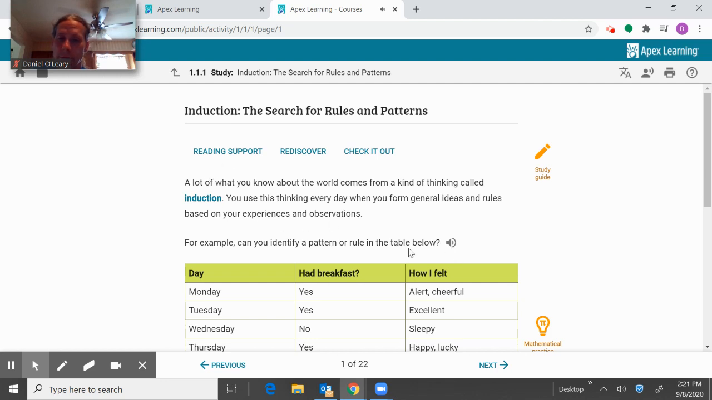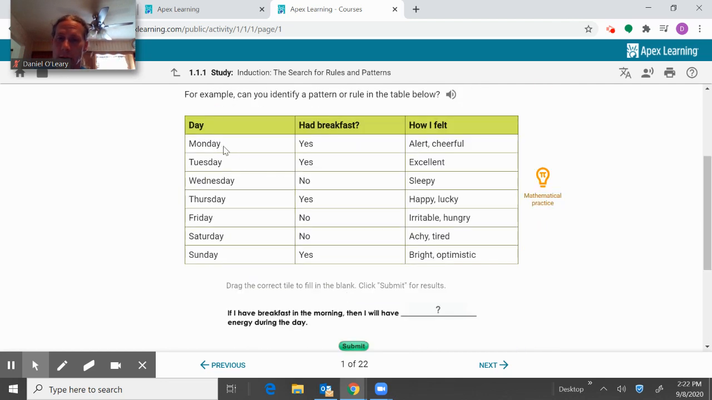Also, if you click down here: a lot of what you know about the world comes from a kind of thinking called induction. You use this thinking every day when you form general ideas and rules based on your experiences and observations. For example, can you identify a pattern or rule in the table below? It'll read the page to you if you need that. Then it shows you a pattern: the day of the week, whether or not the person had breakfast that day, and how they felt. That's the information it gives you.